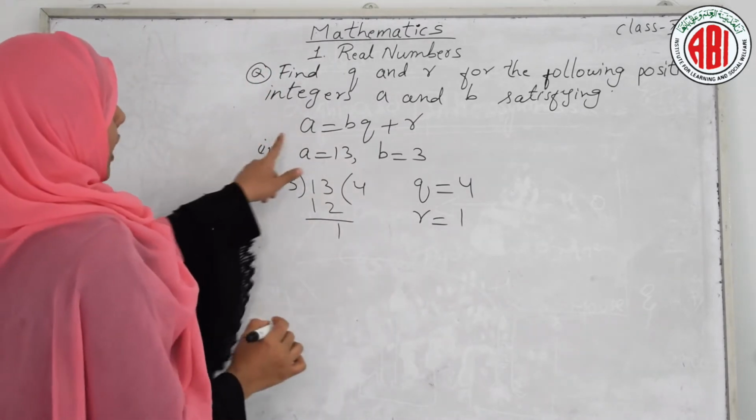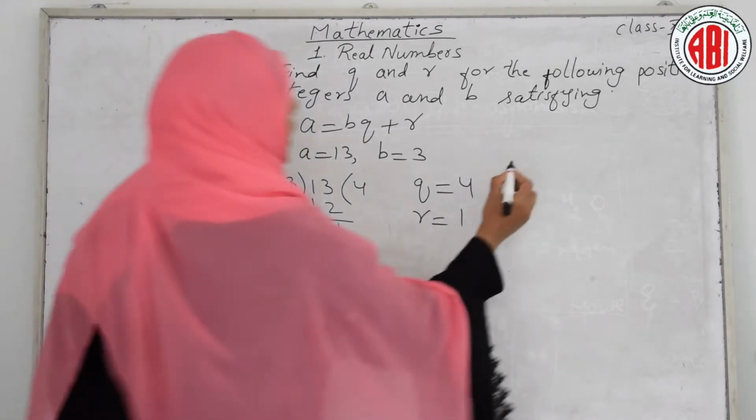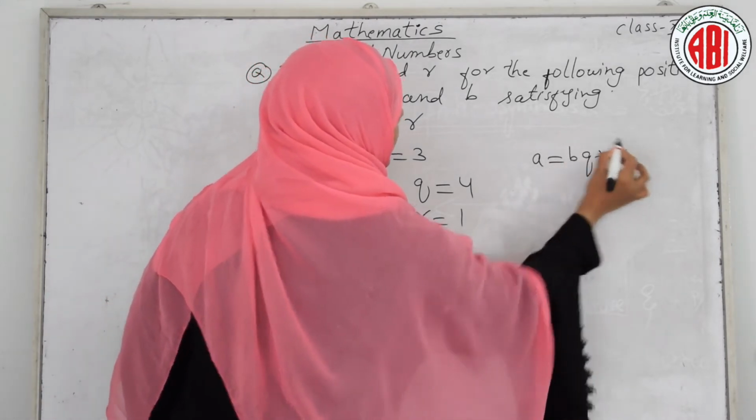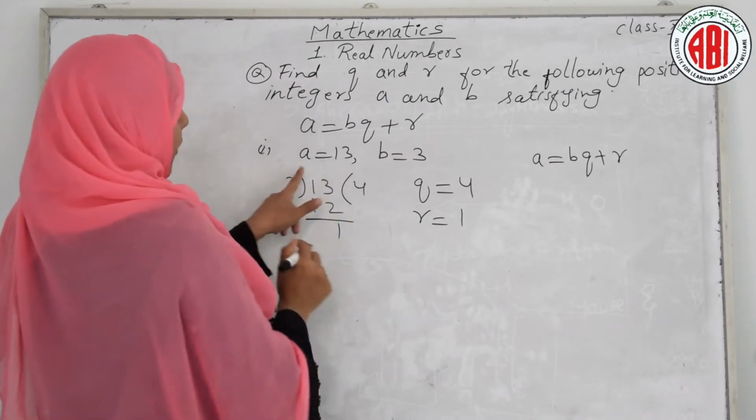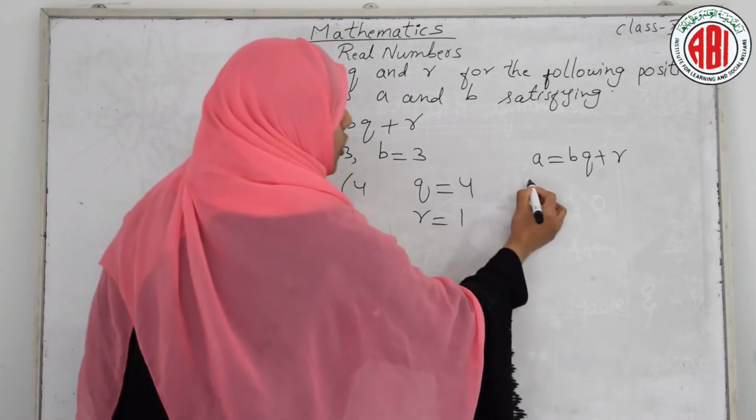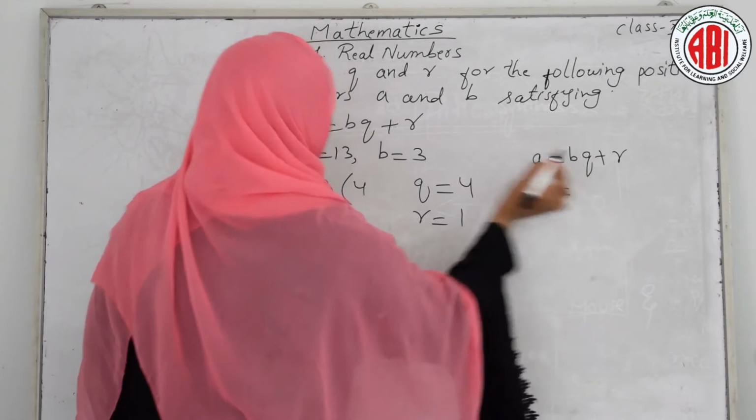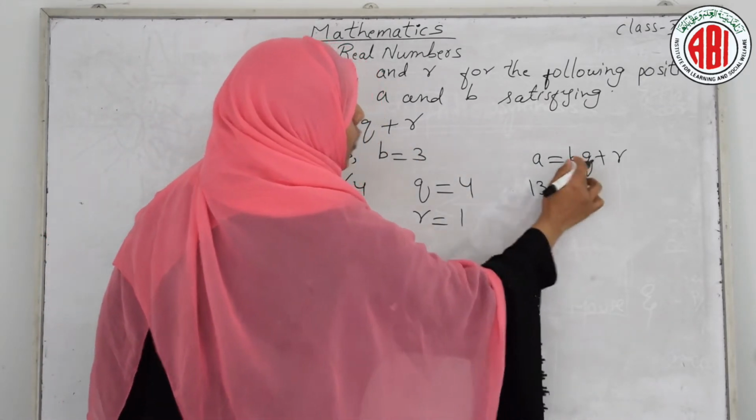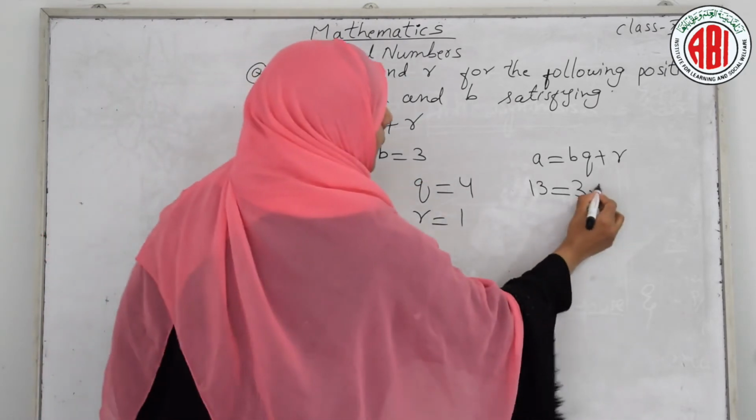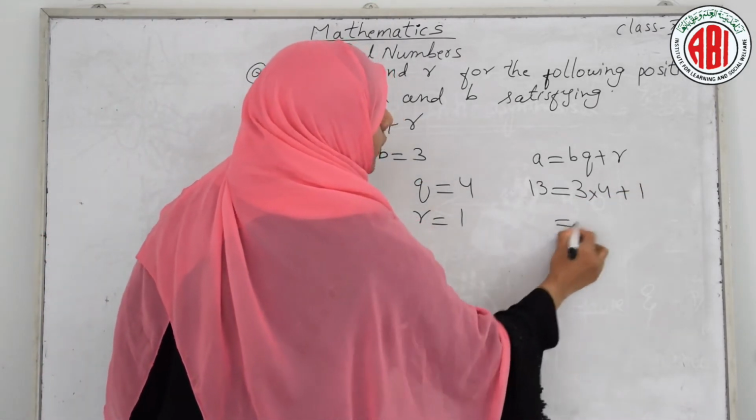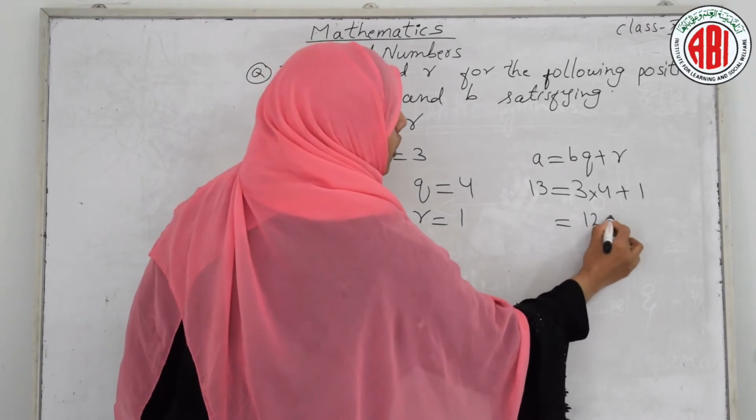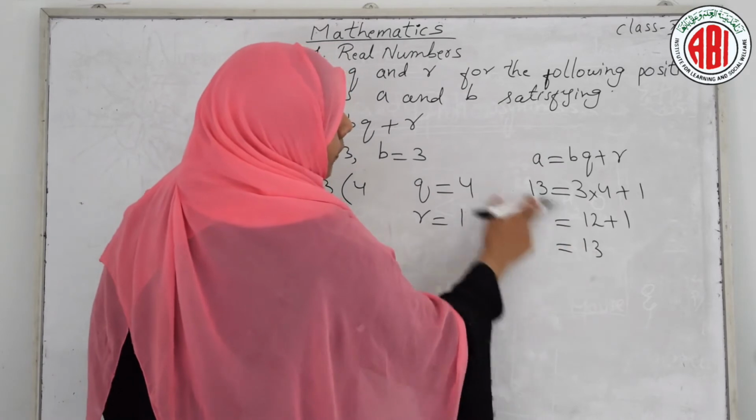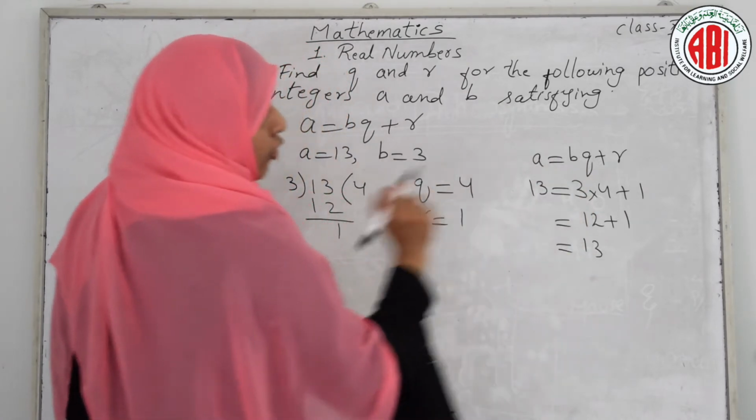This problem we have to satisfy for the given equation, that is A equals BQ plus R. Already we have A equals 13. So put A is 13 equals B is 3, B into Q. So 3 into Q, quotient we got 4, plus remainder 1. 3 4s are 12, 12 plus 1, 13. Here we are getting the same answer. That means the equation is satisfied over here.